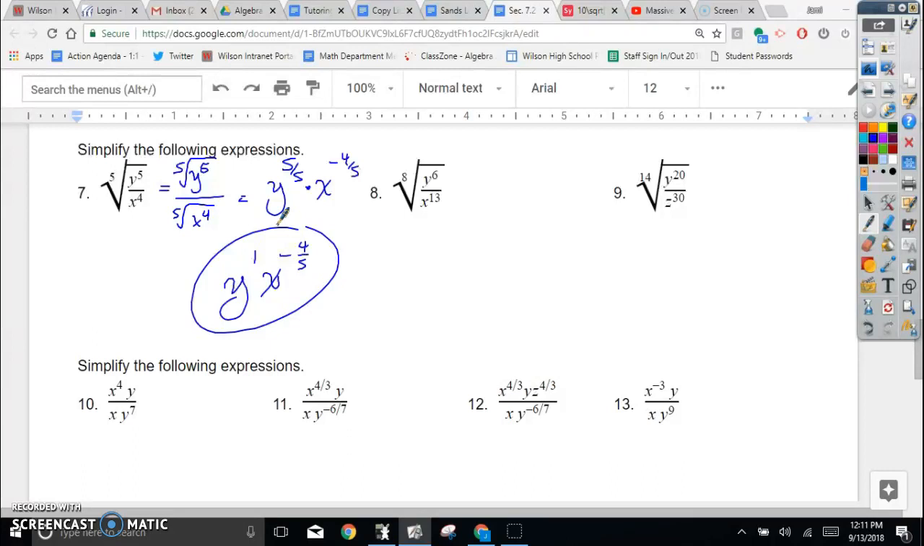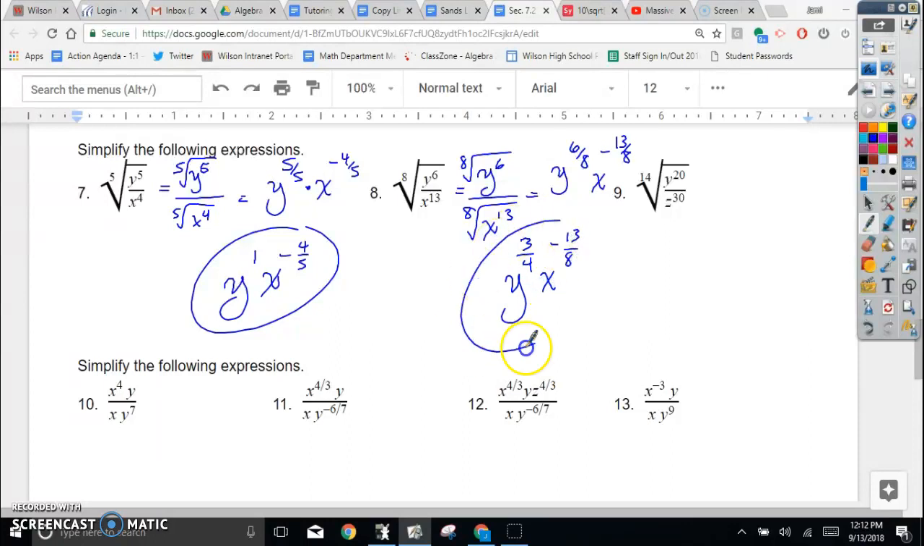Okay, with number 8, we're going to go through the same process here. We go, okay, this is y to the 6th under the 8th root over x to the 13th under the 8th root again. We're now going to write this in exponential notation. So this is 6/8. And this is x to the negative 13/8. Let's go ahead and reduce our 6/8 to be 3/4. And the x, well, that exponent cannot be reduced. Okay, y to the 3/4 times x to the negative 13/8. And 9.